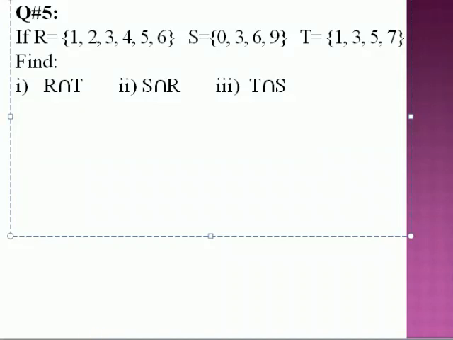Okay class, here is our question number 5. If R is equal to this set and S is equal to this set, T is equal to this set, find R intersection T, S intersection R and T intersection S.